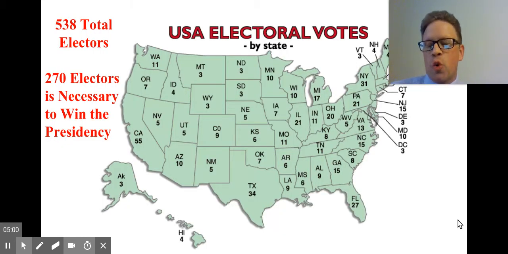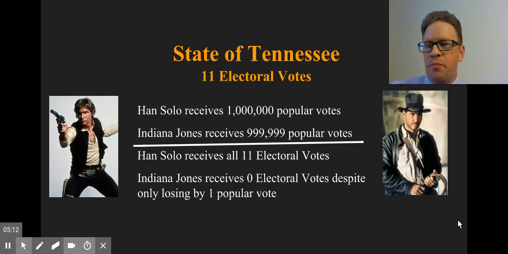Under the current electoral college system, there are a total of 538 electoral votes possible, and the candidate and running mate receiving at least 270 votes wins the election. So every state, with the exception of 2 states, and those are Nebraska and Maine, they select their electors based on a winner-takes-all state popular election.